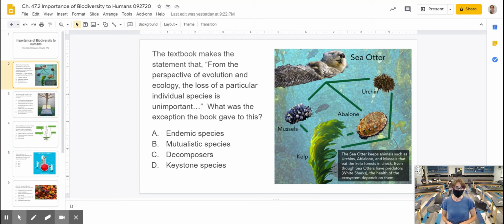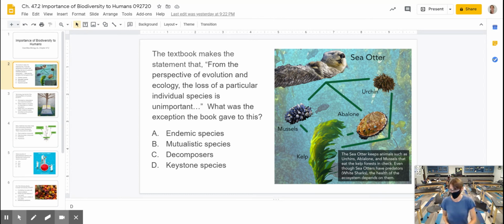However, they did give an exception. So this is maybe a difficult statement, like for me at least, I don't like that. But the book did mention an exception to this. So a certain kind of species that actually could make a big difference if lost, an individual species. And so which of these four choices was that type of species?